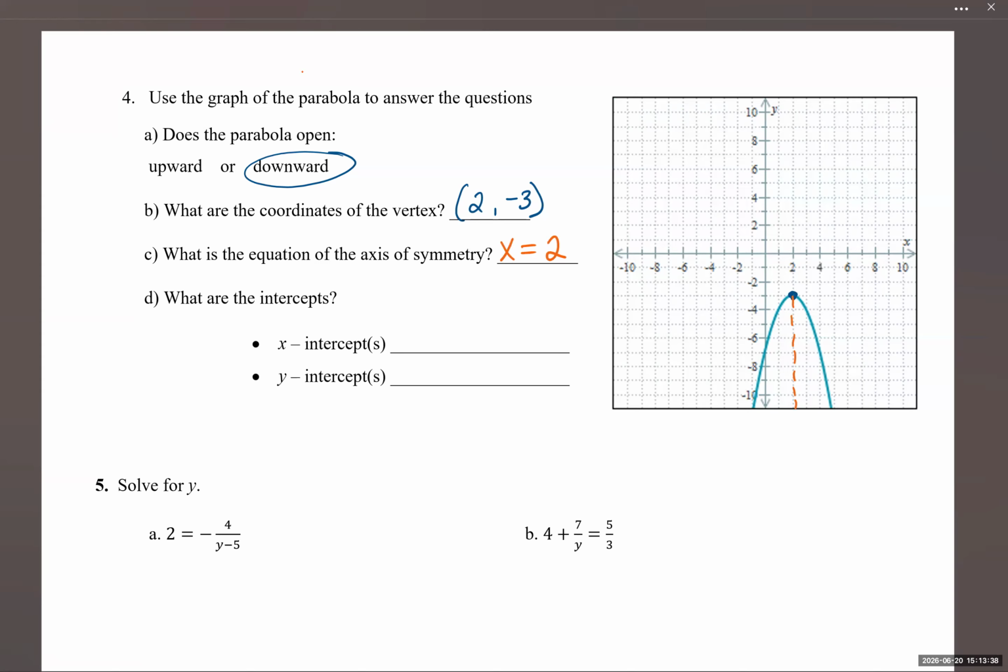What are the intercepts? X-intercepts. Well, our graph is not crossing the x-axis, so there's no x-intercepts on this one. Just none. And then the y-intercept, that's right here. That's where the graph crosses the y-axis, and it's at -7. We're going to put it in the ordered pair format, so x and y coordinate.